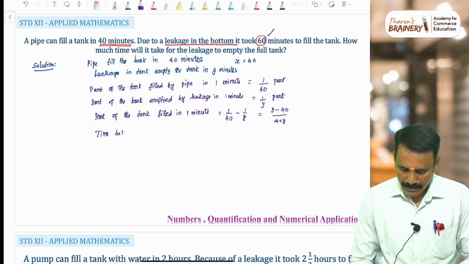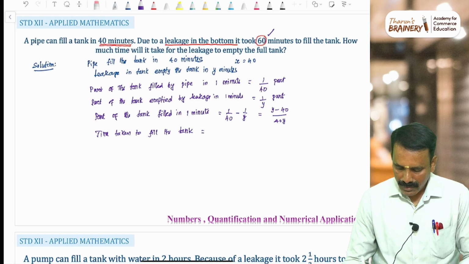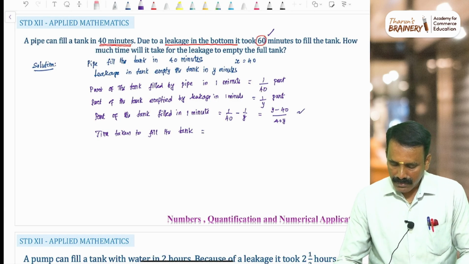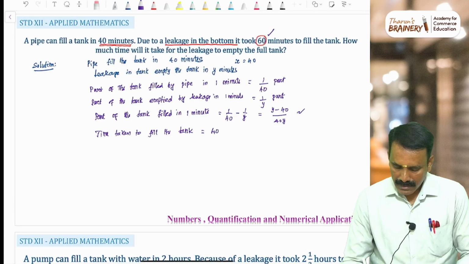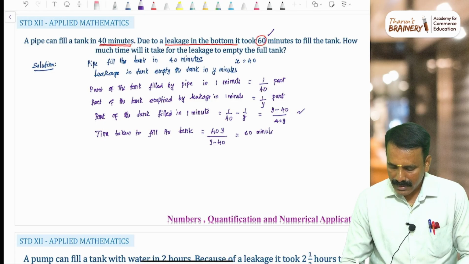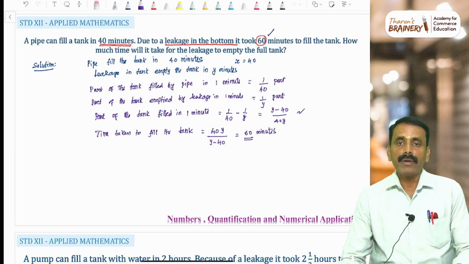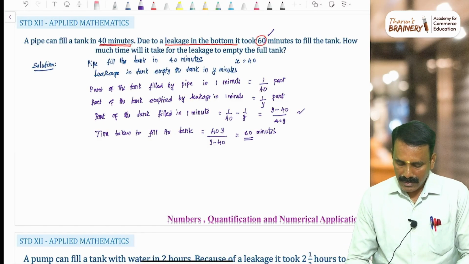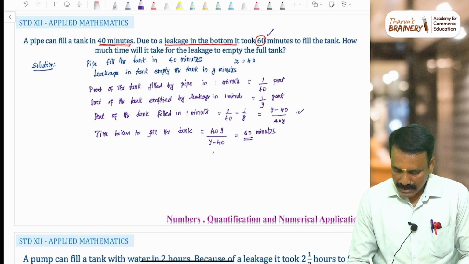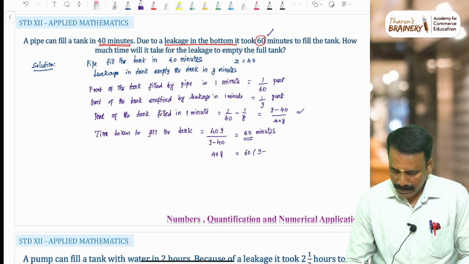So time taken to fill the tank with the leakage will be the reciprocal of this expression, that is 40y divided by y minus 40, and it is given to us equal to 60 minutes. This value is provided in the question. So we cross multiply this expression: 40y is equal to 60 into y minus 40.